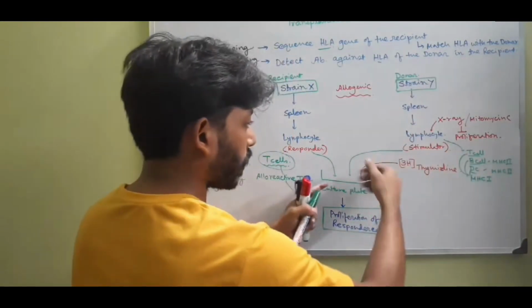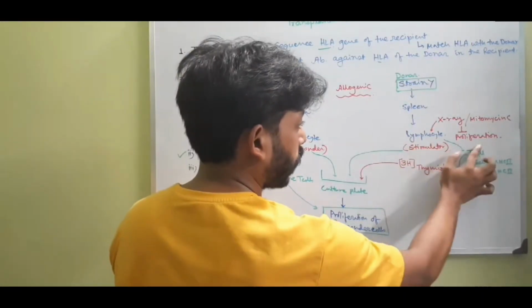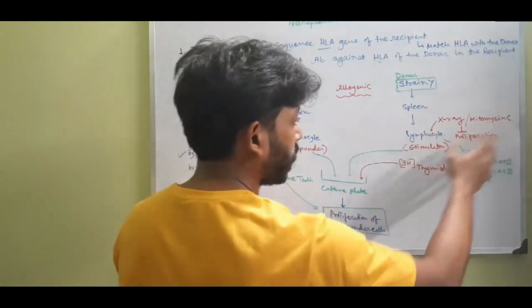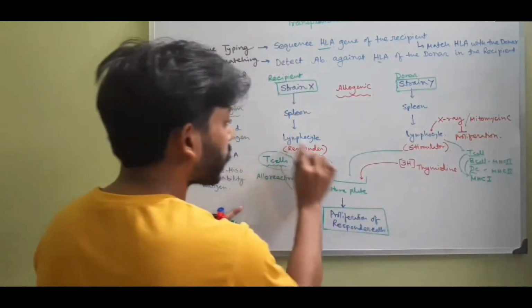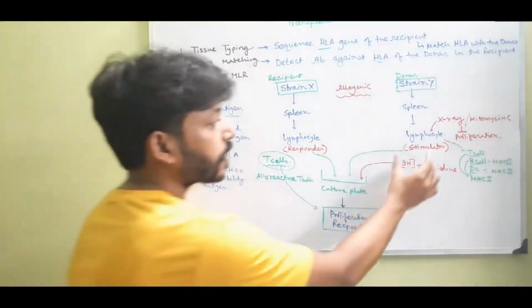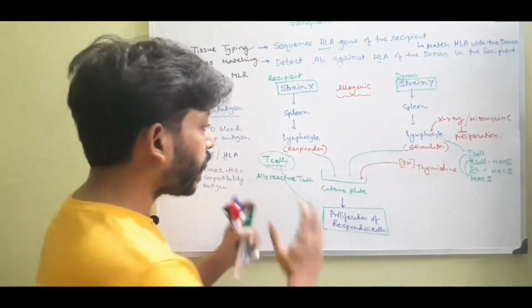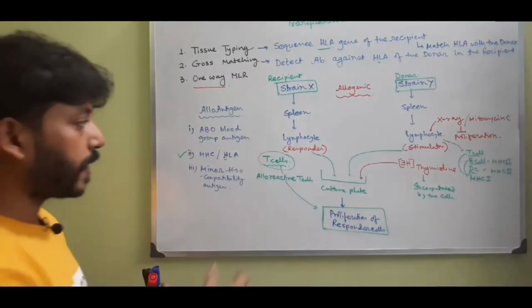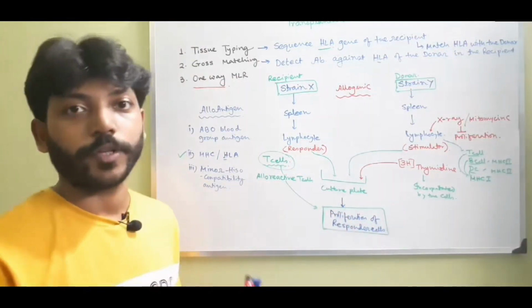When they come close to each other, this lymphocyte cannot proliferate because we have treated these cells with X-ray or mitomycin C, so they cannot proliferate. Only this responder cell can proliferate. They are the stimulator cell. Okay. Now if they proliferate, the more thymidine is incorporated by the responder cells, that means they are proliferating.